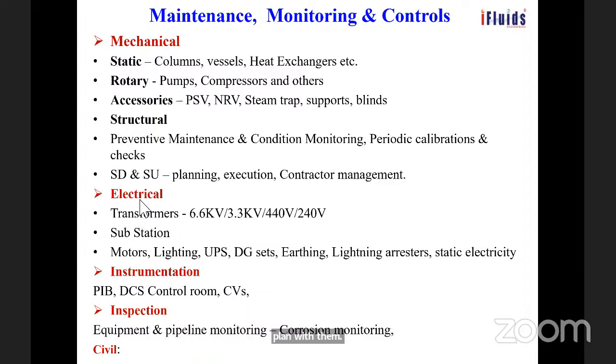And the electrical, again, captive power plant anyway is there, and the units have transformers. It can have 3.3 kV or 6.6 kV, depending on the unit. And that is again stepped down to 440 or to 240 volt. And there is a substation, and they have a lot of motors. All these things come under electrical. And they have to avoid any emergency shutdowns.